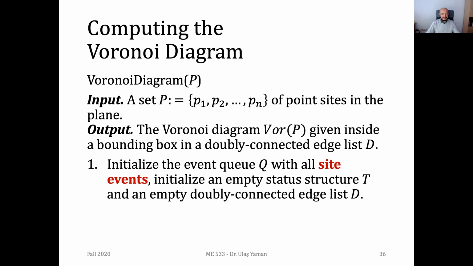So what we are going to do in this simple algorithm, first of all, we need to do some initializations with the data structures. And the first one is about the event queue. Do you remember the types of events in Voronoi diagram implementation? Again, we were using a kind of sweep plane algorithm. What are the types of events we have? You don't remember?